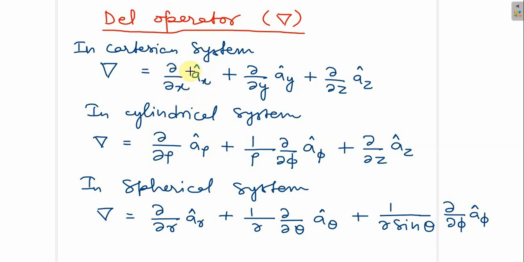In the Cartesian coordinate system we can represent it like this, in the cylindrical coordinate system like this, and in the spherical coordinate system like this. Okay, so now in the next class we will solve some numericals on the transformation and related to this del operator.